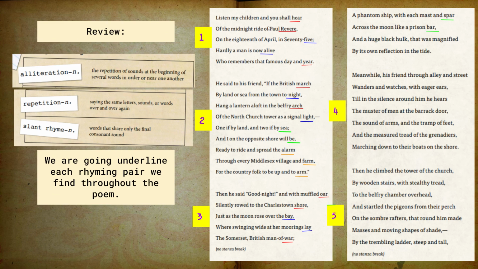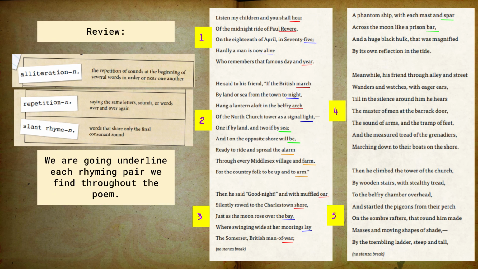If I were to read the whole stanza, listen. Let me try that again. Listen, my child, and you shall hear of the midnight ride of Paul Revere. On the 18th of April in 75, hardly a man is now alive who remembers that famous day and year. So year rhymes with here and Revere. Even though it has a rhyming pair separating it, it's still a rhyming pattern.